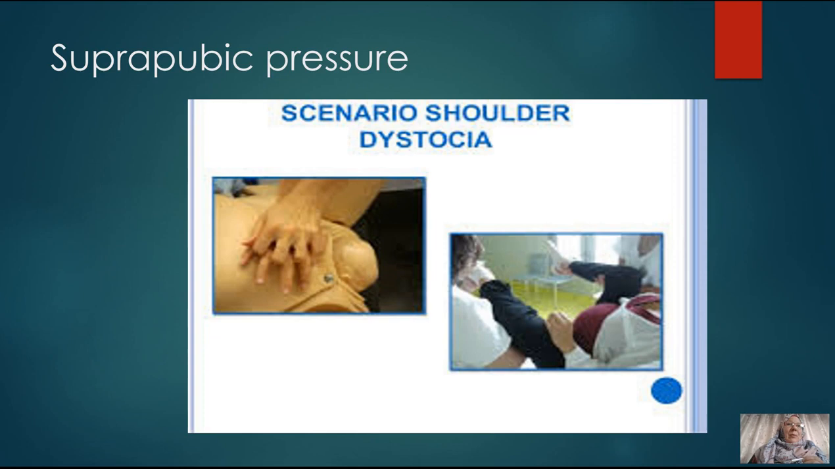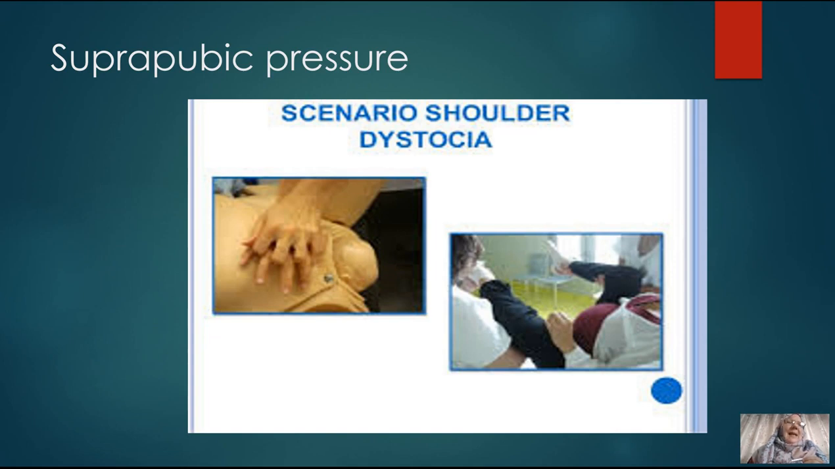Then you do suprapubic pressure, and this should be done at the same time while the McRoberts procedure is also done, so it should be done at the same time. And can be done at the same time. You can see how the hands are placed here in this picture.